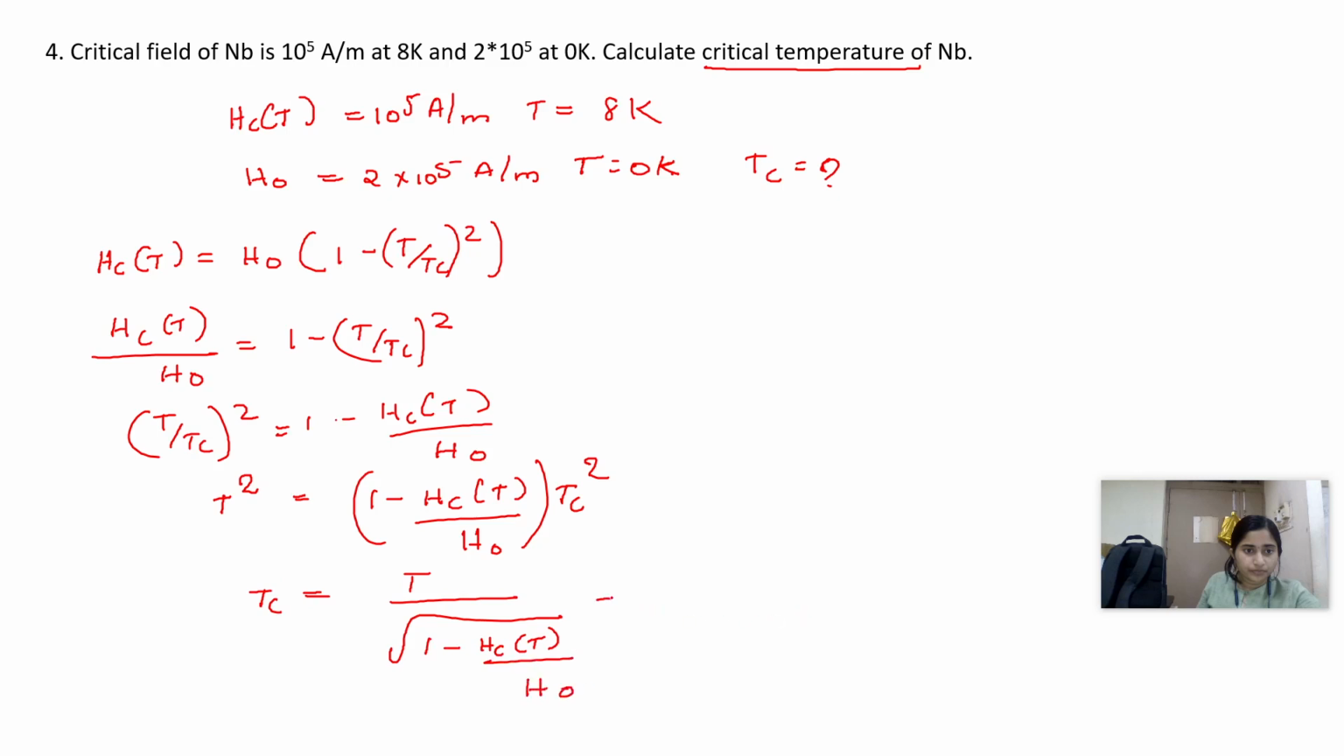So here you have to substitute all the values now. After substituting all these values, what will you get? 8 divided by root of 1 minus 10 to the power 5 divided by 2 times 10 to the power 5. So please solve this mathematical part and find the answer in Kelvin.